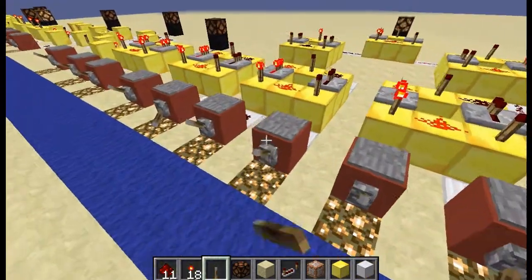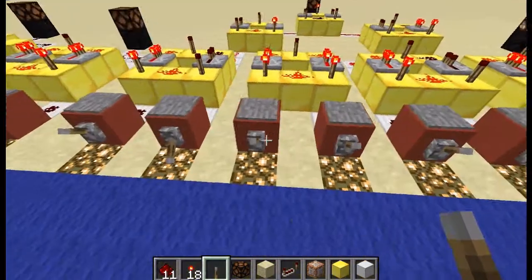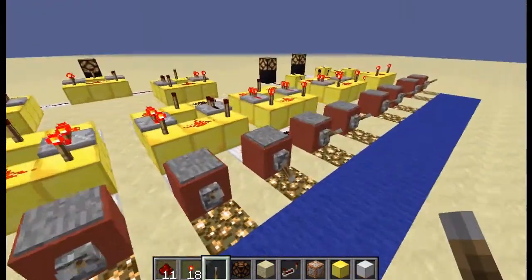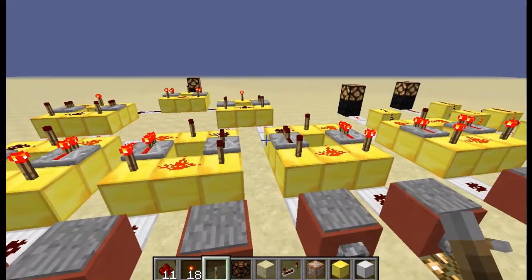I can turn this one back off. Turning on. I'm not measuring out. These are all just random levers that I'm flipping. And notice how it's just changing signal.